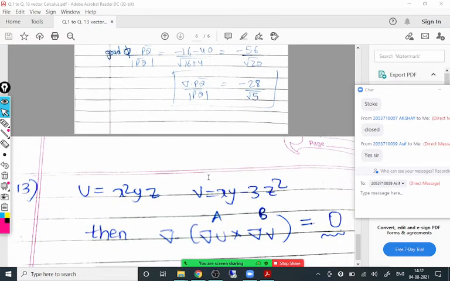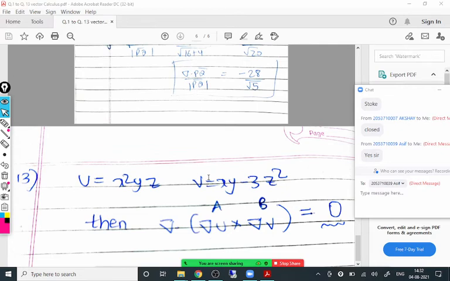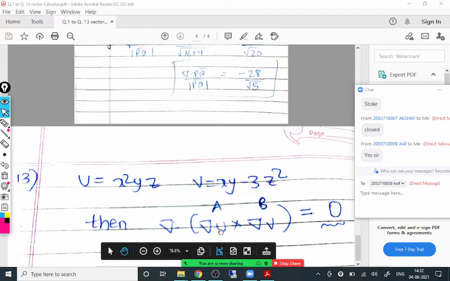Okay. Question 13. Last, u is equal to x square yz, v is xy minus 3z square, then del dot del u cross del v is equal to 0. Yes, okay, so this is just the same thing.